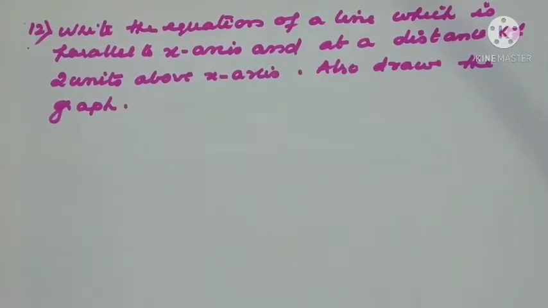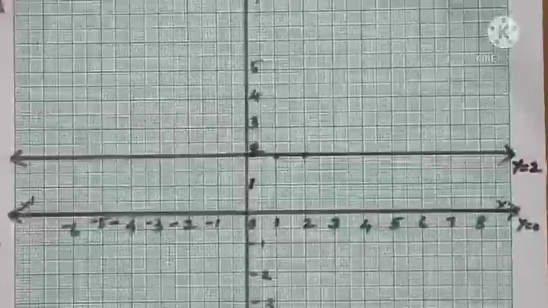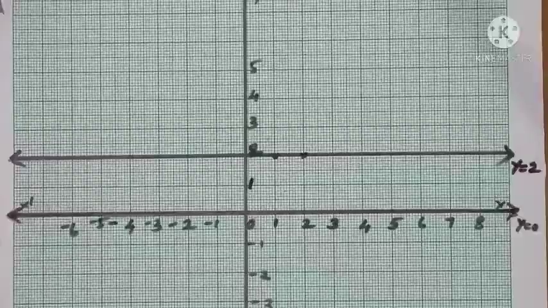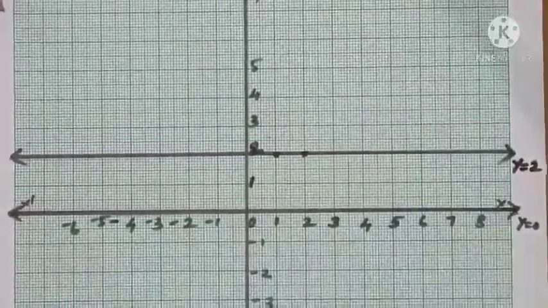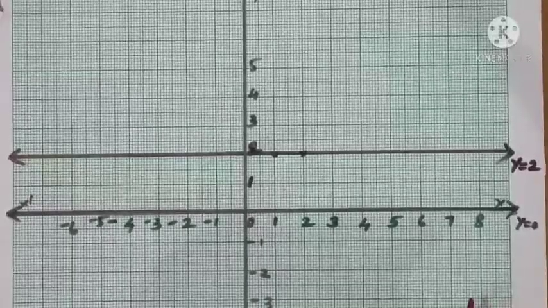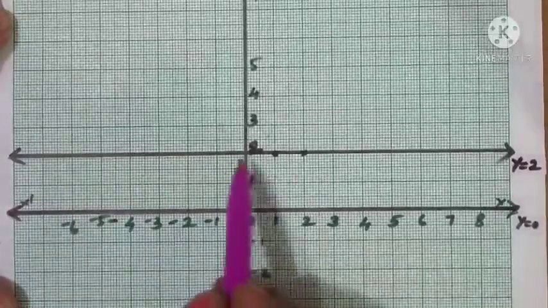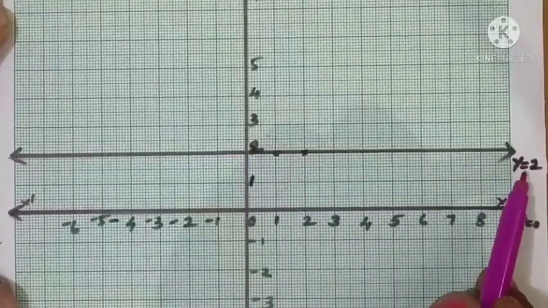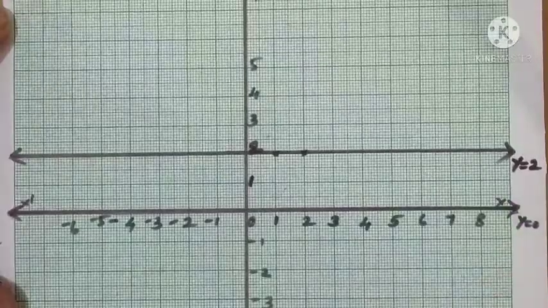Next one: write the equation of a line which is parallel to the x-axis and at a distance of 2 units above the x-axis. Also draw the graph. The line is parallel to the x-axis, 2 units above it. If we consider the equation of the x-axis, it is y equals 0. Above by 2 units means this line. So what will the equation be? If the x-axis is y equals 0, parallel to this means y equals 2.